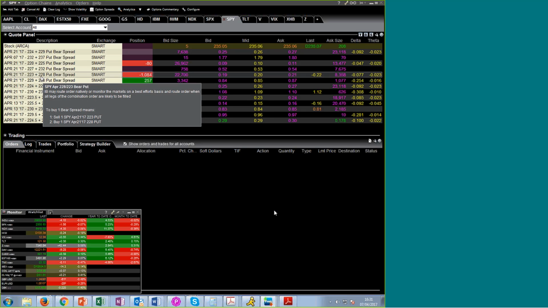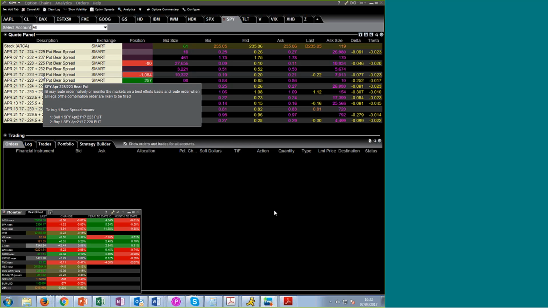Spider today is around 235. So we are still about $7 out of the money with regards to the position. Where are we with expiry? Well, we're 14 days to expiry on that position.